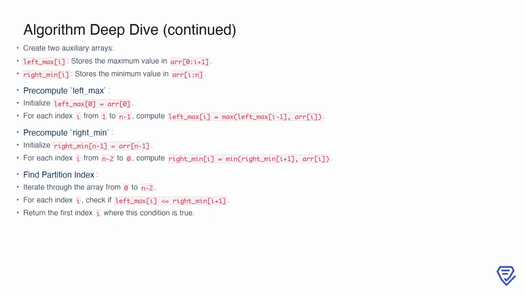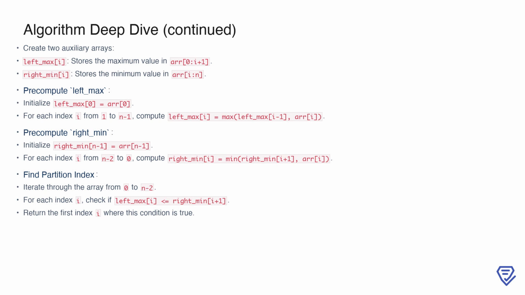We can significantly improve the efficiency of our solution by using an optimized approach that pre-processes the array. The key idea is to use auxiliary arrays to store pre-computed values, which will allow us to quickly check the partition condition without recalculating maximum and minimum values repeatedly. Specifically, we create two additional arrays, left_max and right_min. The left_max array stores the maximum value from the start of the array up to each index, while the right_min array stores the minimum value from each index to the end of the array.